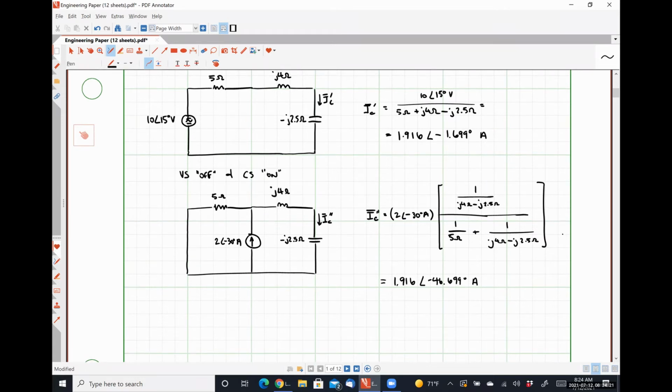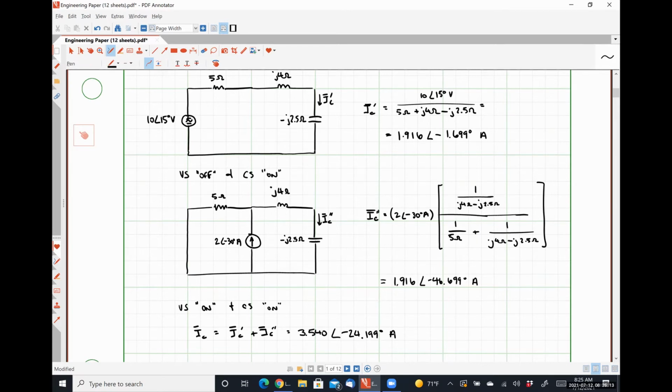using the additivity principle of superposition, we can say that with the voltage source on and the current source on, IC phasor is simply IC prime plus IC double prime, which I get to be 3.54 with an angle of negative 24.199 degrees amps.